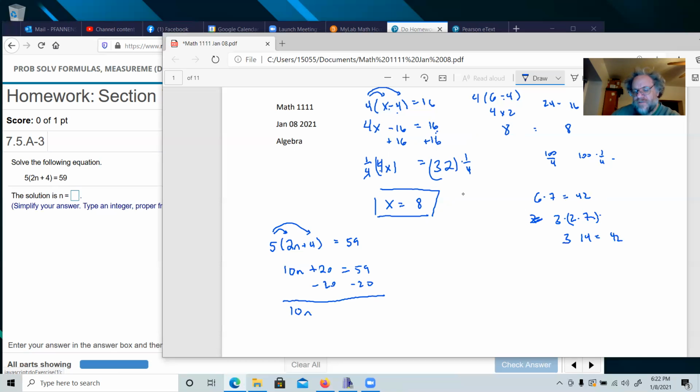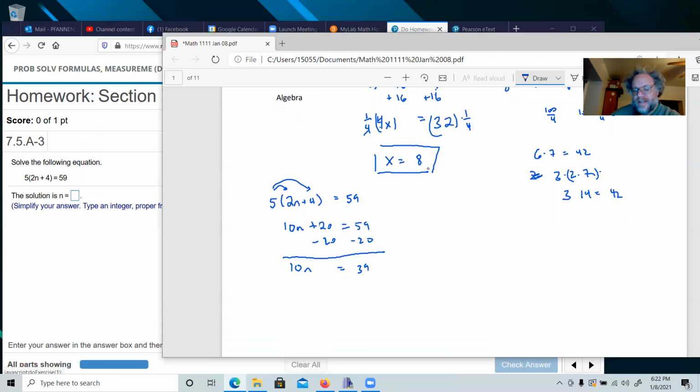We have 59 minus 20, and that gives us 39. And then we're going to go ahead and divide both sides, or multiply both sides, by 1/10 to cancel that out. We have n is equal to 39 tenths. Oh, we have to write it as an integer or a proper fraction. Oh dear. Okay, so this is 39 tenths.